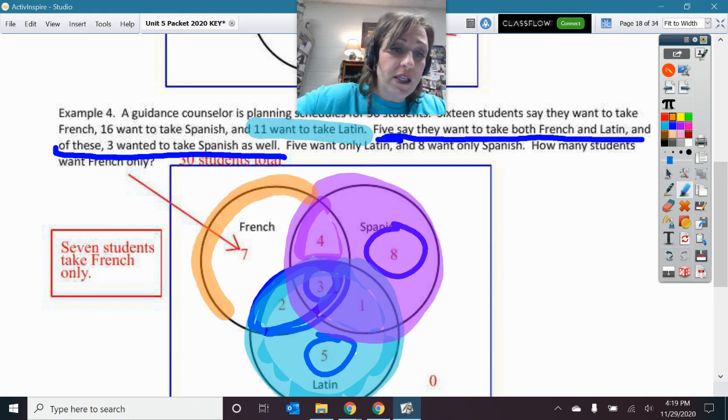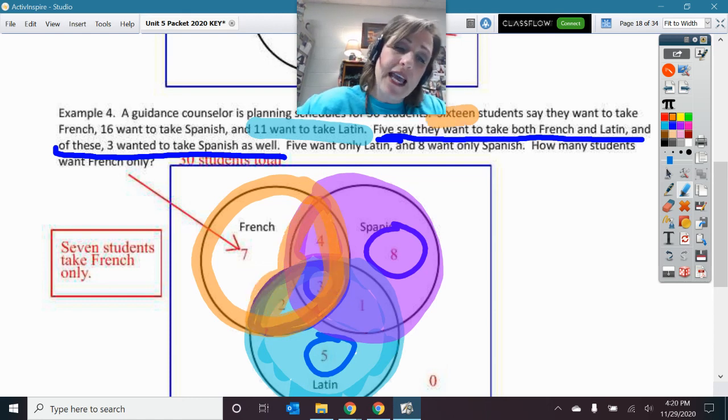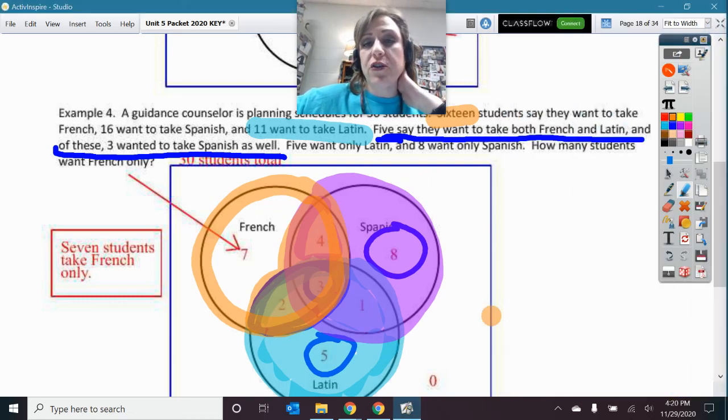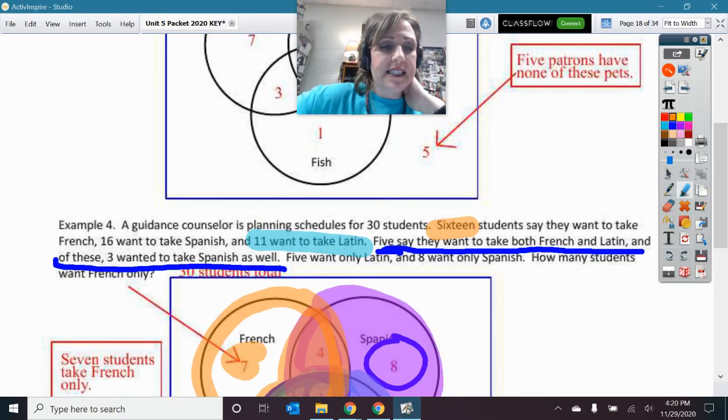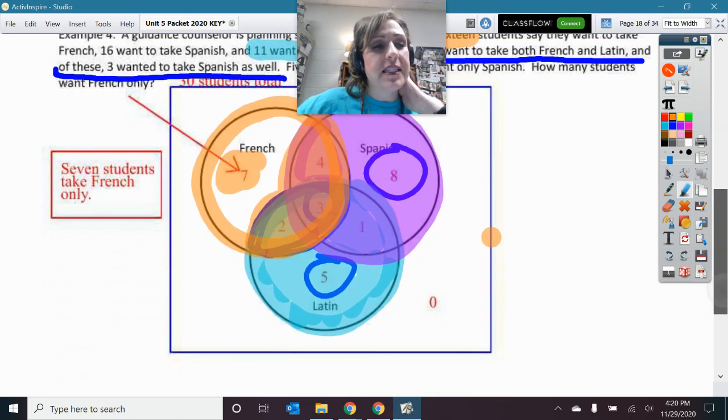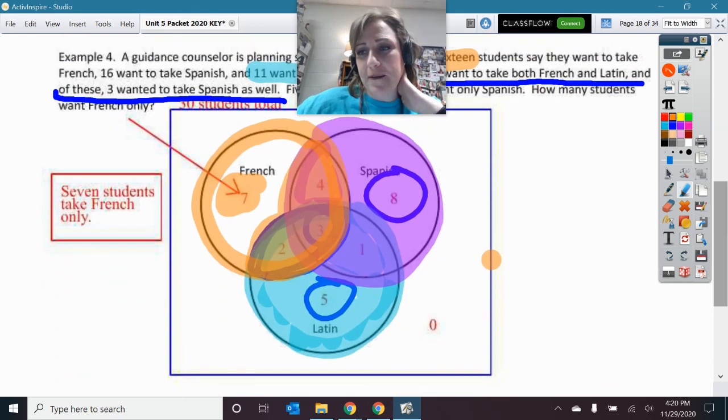So the total French is how much? 16 students. When I can see that there are currently 8, 9, 10, 11 in there. Oopsie, did I do that wrong? Okay, hold on. Oh, 6, 7, 8, 9. Oops, 9 are in there. I can add. So 9 are currently in the French circle. And so 9 plus this 7 is how you get that 16. So 7 students take French only.